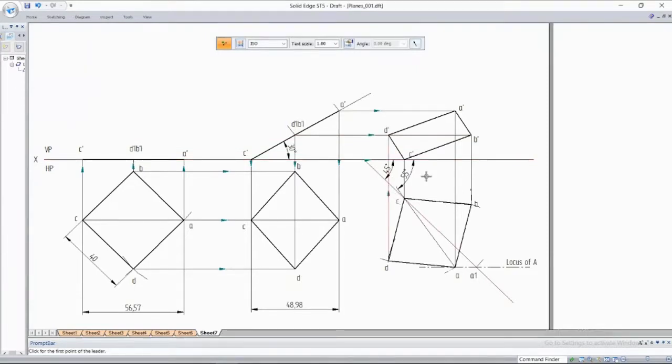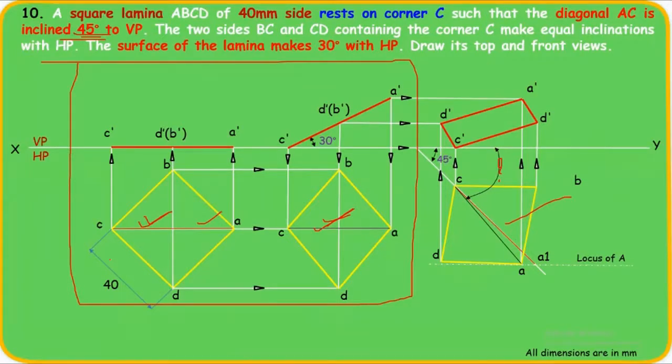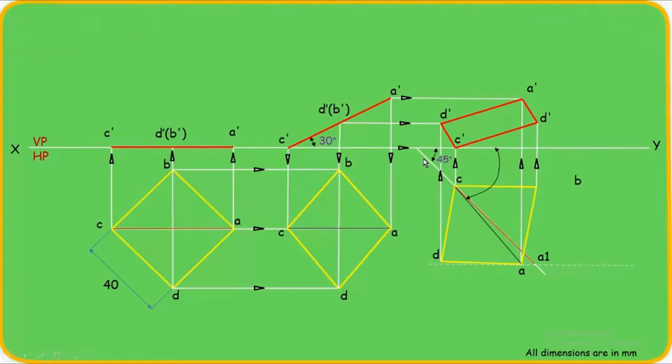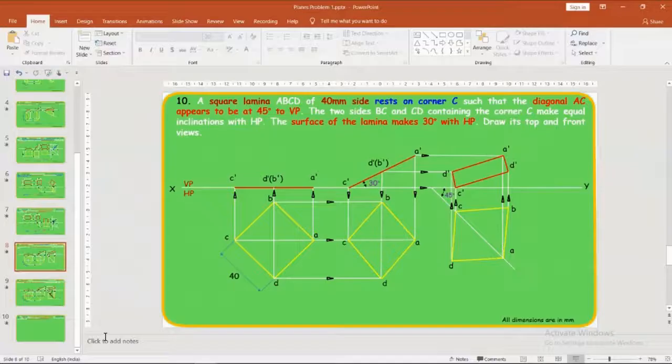So this is your locus method problem. What is the difference here? Almost the question is the same. The only difference is this one: the diagonal is inclined at 45 degrees to VP, whereas here it appears to be inclined. The rest of the question is completely the same.